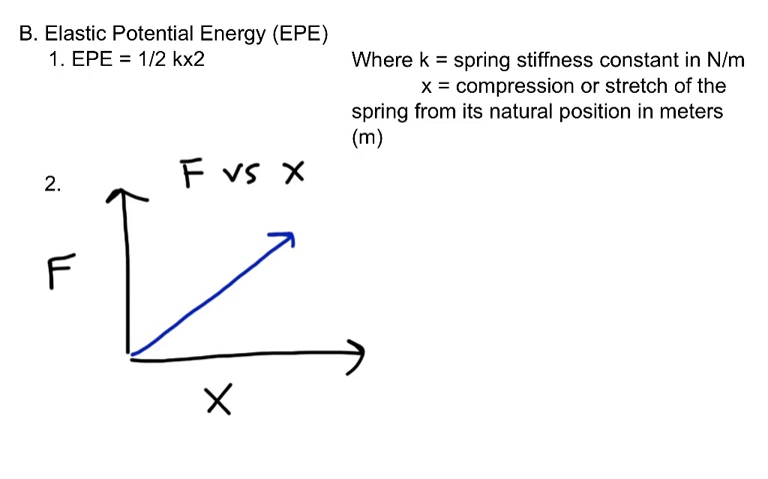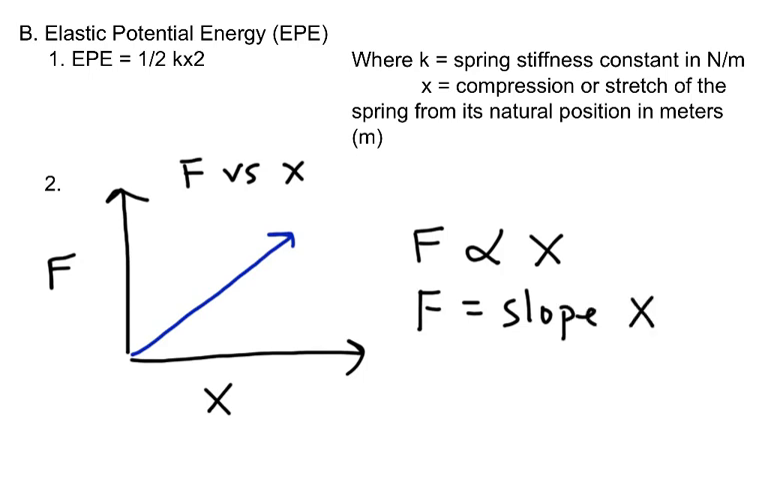Now, if I had a graph of force applied to a spring versus the stretch or compression of the spring, and I got a linear relationship, I would see that the force applied to the spring, or the external force, is proportional to the stretch or compression in the spring. The slope of this line then would be a constant, so I could also say that F is equal to the slope of this line multiplied by the stretch or compression in the spring. The slope of this line is the spring constant in newtons per meter of the spring.